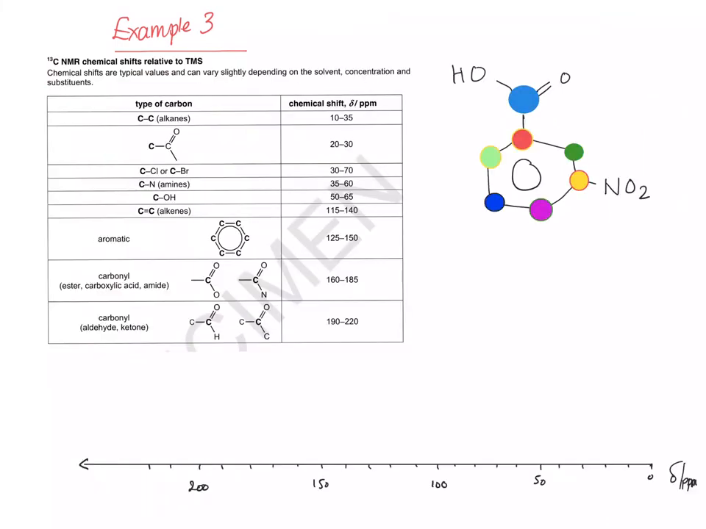So, as for nitrobenzene, this is going to have aromatic carbons that are all going to come between 125 and 150 ppm. But it's also going to have this carboxylic acid carbon, and a carboxylic acid carbon comes between 160 and 185 ppm. So if we draw these in, we get something a bit like this.